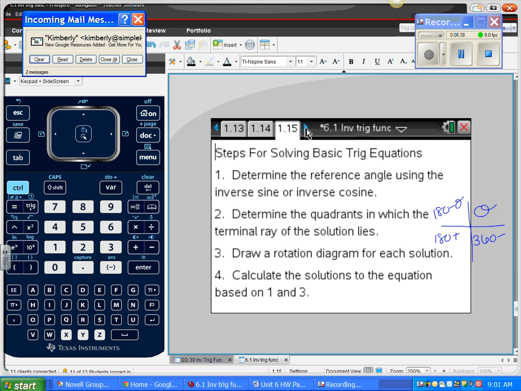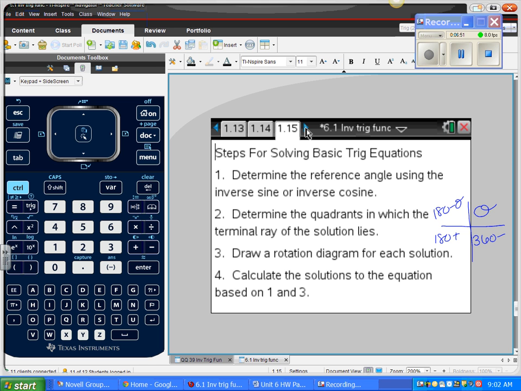And then step 4 is to calculate the solutions to the equation, okay? The interval describes to you where you want your solutions. So if the interval says from 0 to 180, you're only looking for solutions in the first and second quadrant. If it says 0 to 360, you're looking for solutions from all the quadrants. Okay, are we ready?